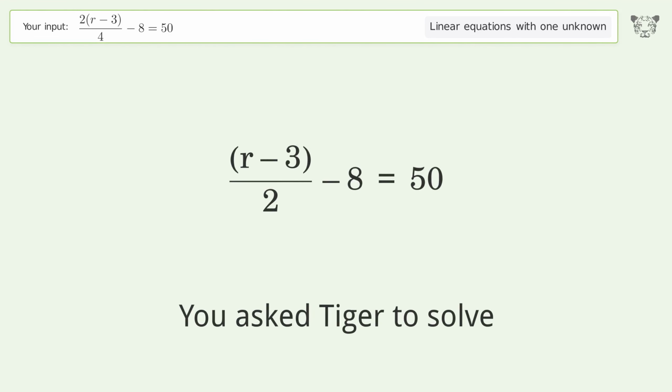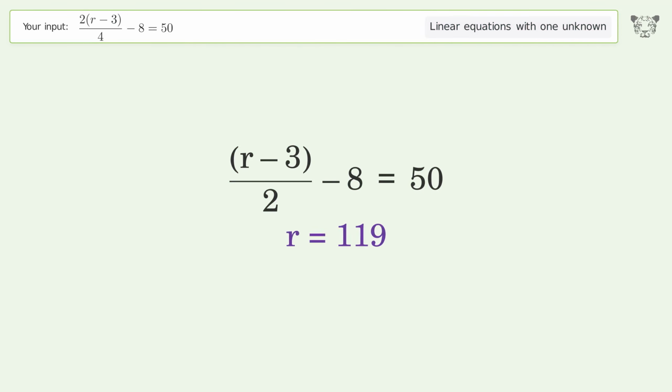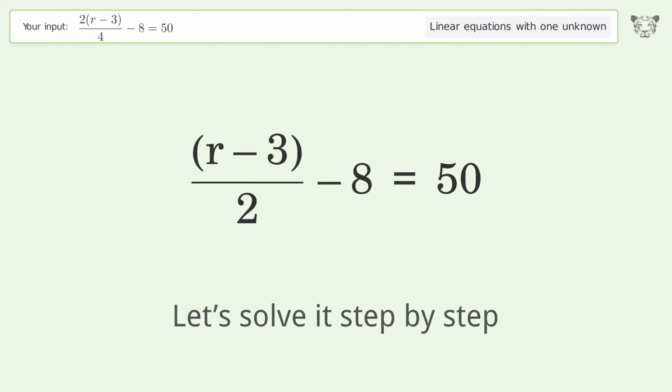You ask Tiger to solve. This deals with linear equations with one unknown. The final result is r equals 119. Let's solve it step by step.